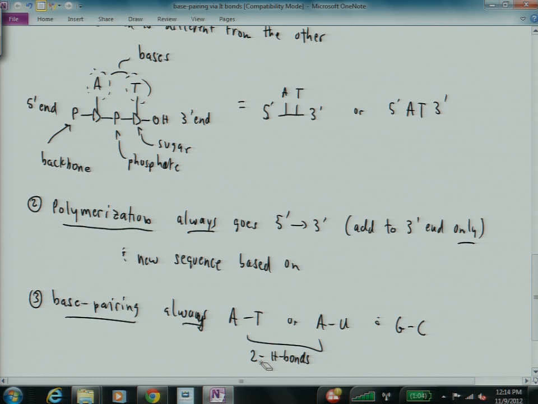And you guys saw that as well. That's one of the ways you could identify the bases when you were supposed to figure out the sequence: if there were 2 hydrogen bonds, it was AT. If there were 3 hydrogen bonds, it was a GC. Base pairing is huge.